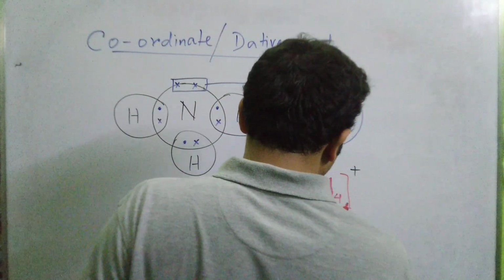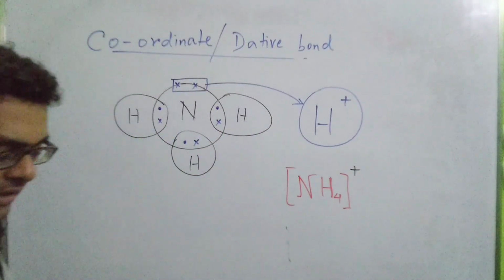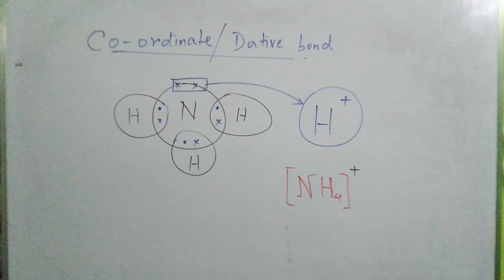So the formation of this kind of radical is due to the presence of the coordinate or dative bond. So I think the concept is clear. In this way a coordinate or dative bond is formed. You can take another example.